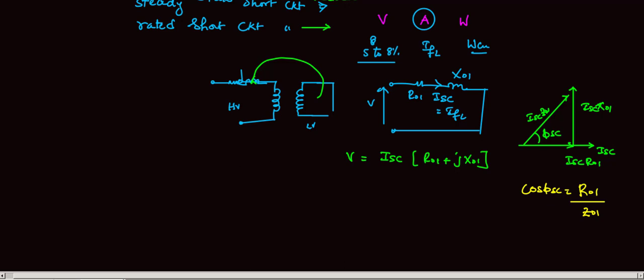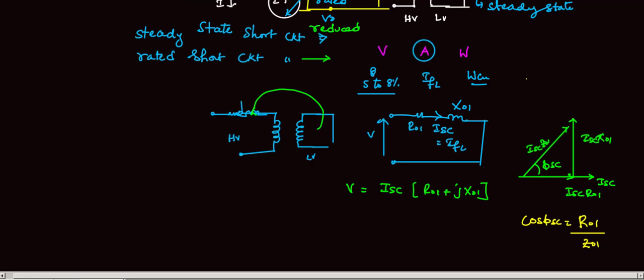Okay, so this is the short circuit test that you perform in the transformer analysis. So cos phi SC, the power factor, equals RO1 by ZO1. Or you can transfer these from primary to secondary, or secondary to primary, there is no problem. But you have to short circuit the LV winding. I can transfer HV to LV, no problem.